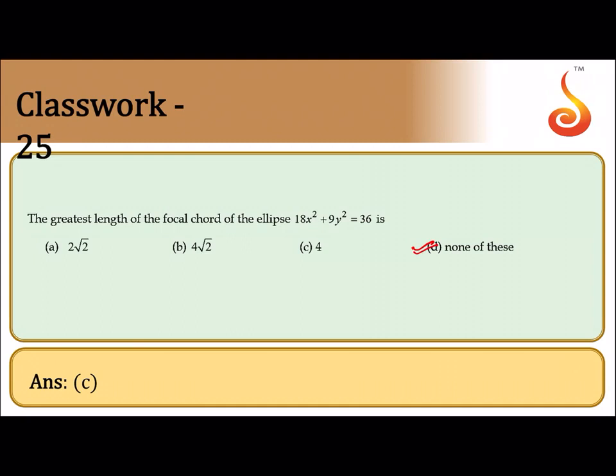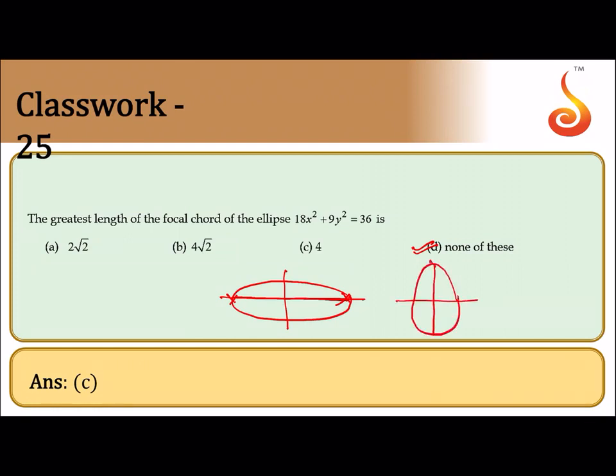The greatest length of focal chord is the length of major axis. The greatest length of focal chord is the length of the major axis which passes through the focus. If we talk about it in that manner, this is the ellipse given, and this passes through the focus.